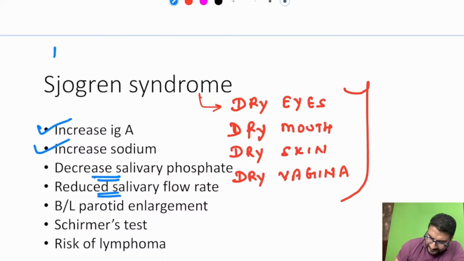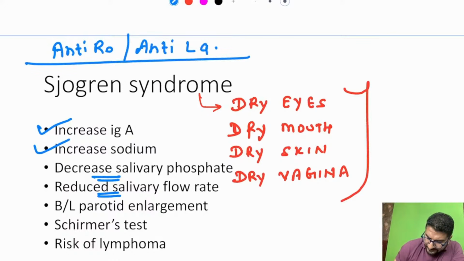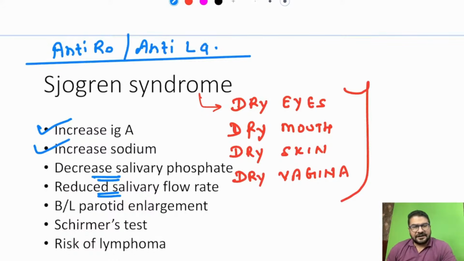तो जो antibody यहाँ पर मिलती है, these antibodies what we have is anti-Ro and anti-La. Anti-Ro and anti-La. So these antibody understand. Anti-Ro को हम SSA भी बोलते हैं.